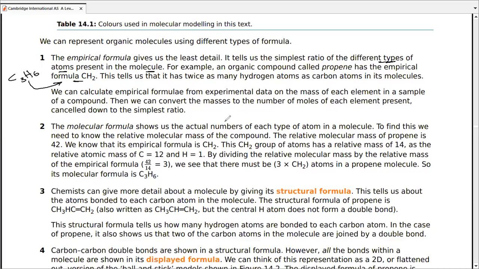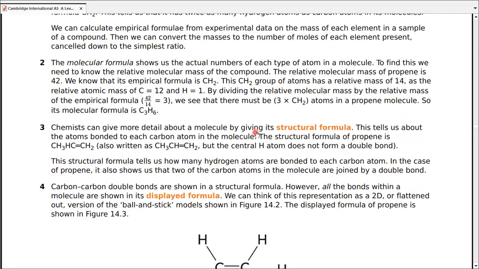So we can calculate empirical formulae from experimental data based on the mass of each element in a sample. Sometimes we can also do it with the help of percentage composition. And all of these methods are something which you have done way back in IGCSE. And you did the same thing in the first three chapters of quantitative chemistry in AS. So I hope you clearly understand how we can convert the masses into number of moles and the number of moles cancel down to the simplest ratio to get the empirical formula.